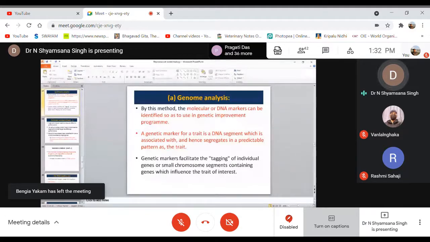It is a small segment of DNA which is associated with, and hence segregates in a predictable pattern with, the trait. Means we have some economic traits. If a particular segment of DNA is linked together with those genes responsible for a particular trait, then we can identify whether any of the individuals are having that DNA segment of our interest. If that DNA segment is present in that particular individual, we assume that the individual is having the genes responsible for it. So then genetic marker.